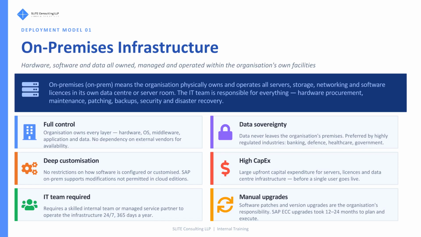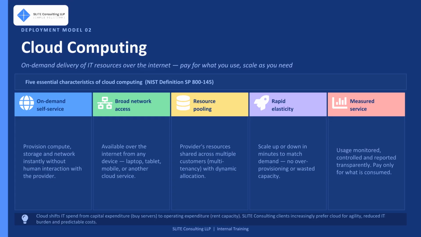In a cloud deployment, SAP hosts the software on its own infrastructure, or on a hyperscaler like AWS, Microsoft Azure, or Google Cloud, and the customer accesses it through the internet. The customer does not own or manage any servers. They pay a subscription, and SAP handles the hardware, the database, the security patches, and the upgrades. This is the on-demand delivery of IT resources captured in the NIST definition: on-demand self-service, broad network access, resource pooling, rapid elasticity, and measured service.